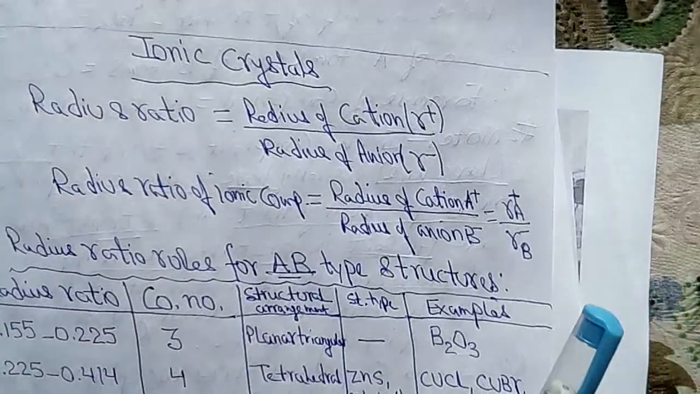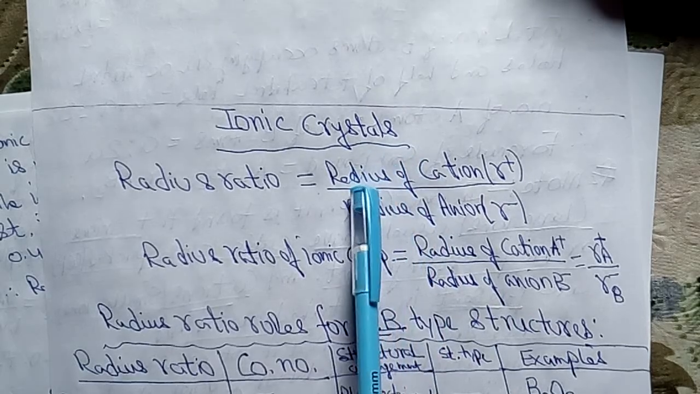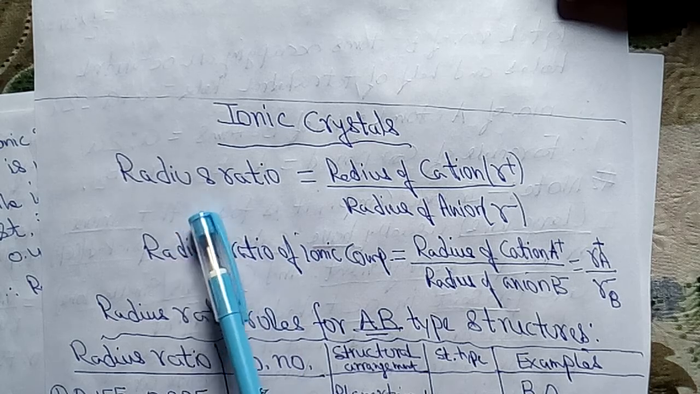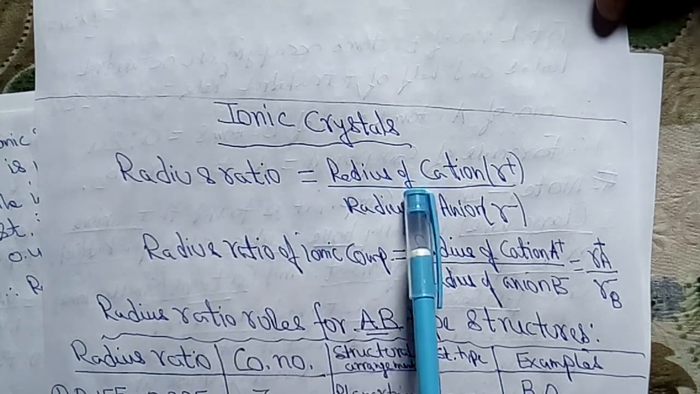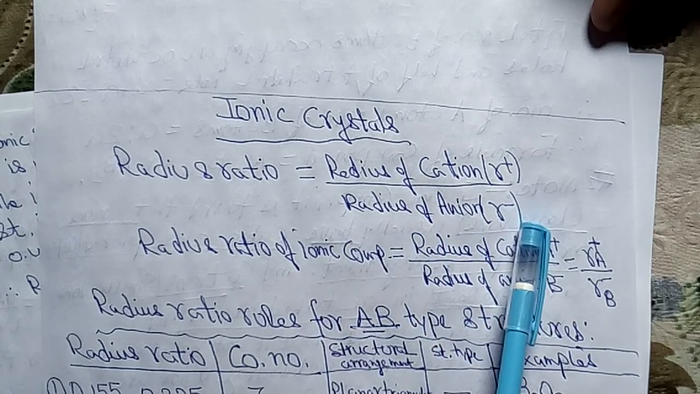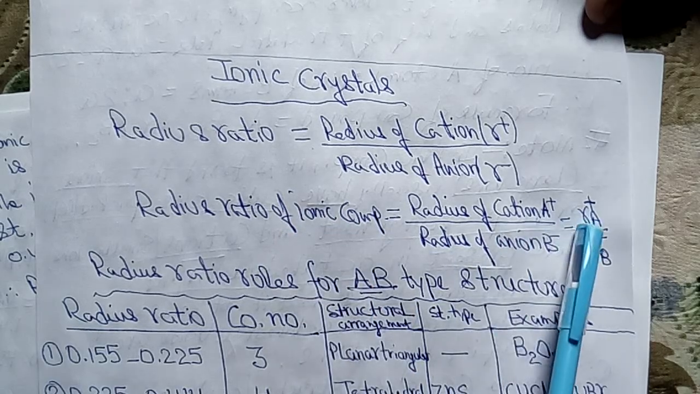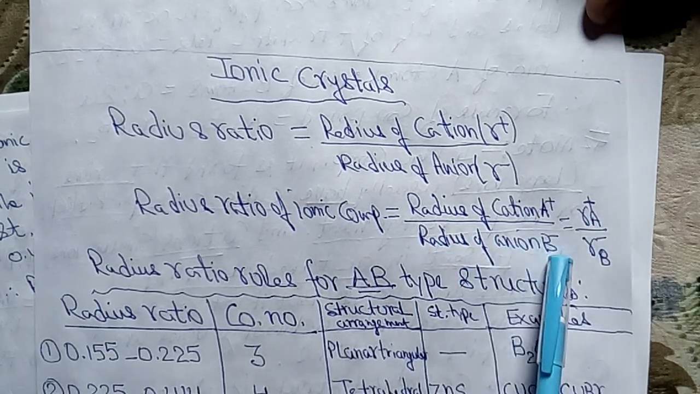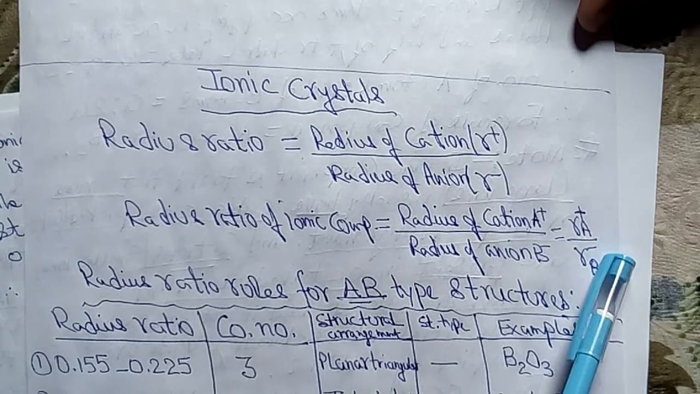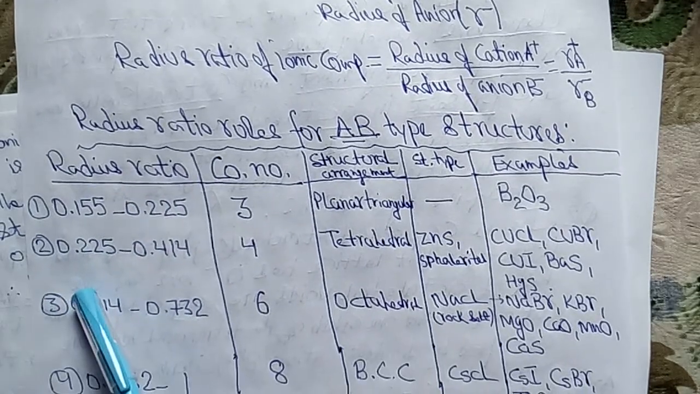Now coming to the ionic crystal. How will we get the radius ratio of an ionic crystal, Na plus Cl minus? There is a formula: the radius ratio equals the radius of the cation, R plus, divided by the radius of the anion, R minus. The radius ratio of an ionic compound A plus B minus will be Ra plus divided by Rb minus. That is very important to remember to answer many questions.